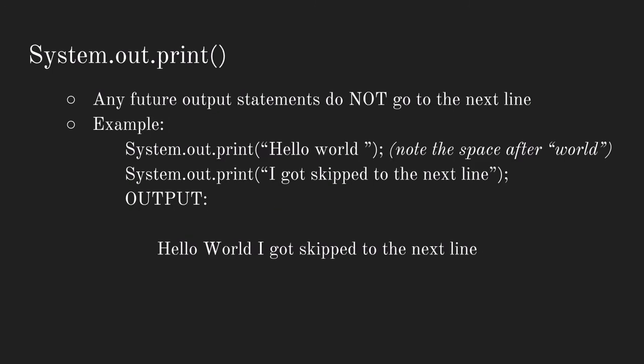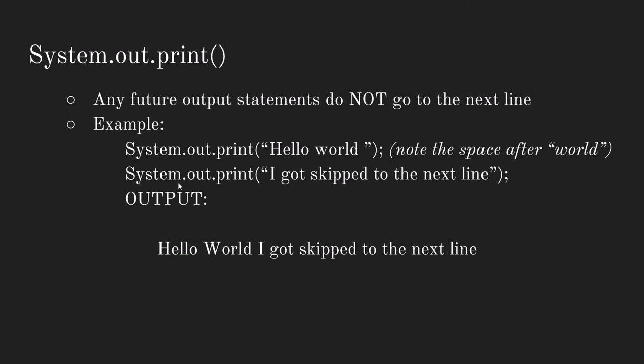Now System.out.print is different from System.out.println in that any future output statements will not go to the next line. What do I mean by this? Let's say we have System.out.print("Hello world ") like we did last time. Note that we have the space after the word "world," which outputs a space. This is very useful anytime you want a space between different sentences and variables. You would always put this extra space here to output a space.